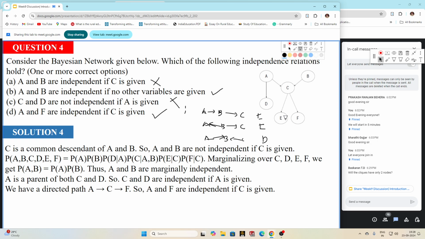Now about E, we will take the conditional probability with respect to C. For F, again we will take the conditional probability with respect to C. Okay, so these are the cases.